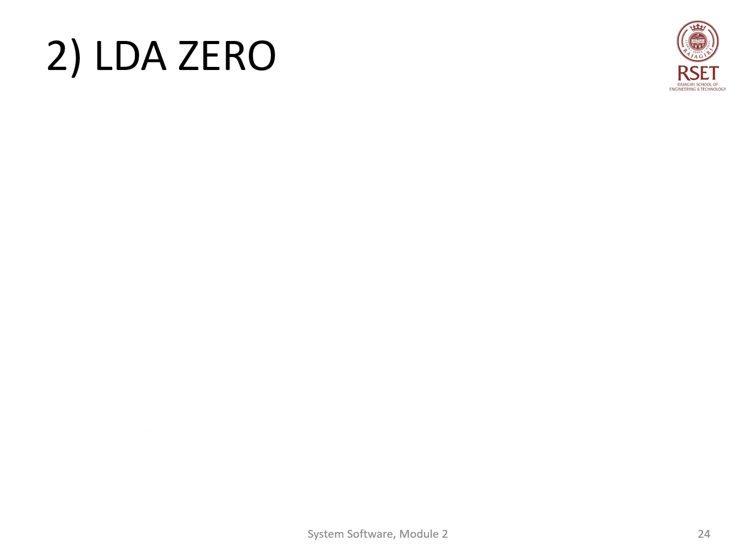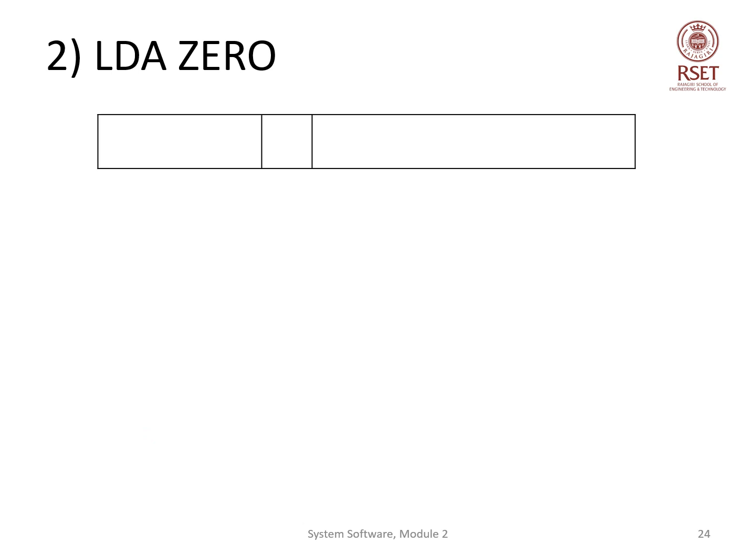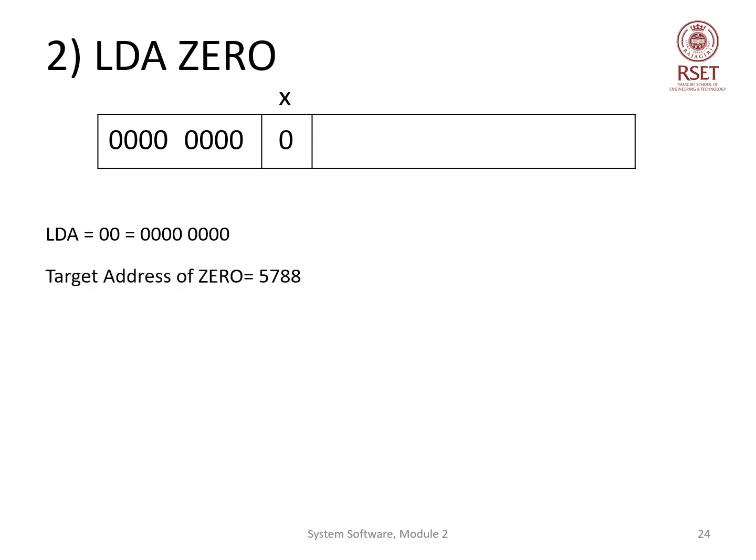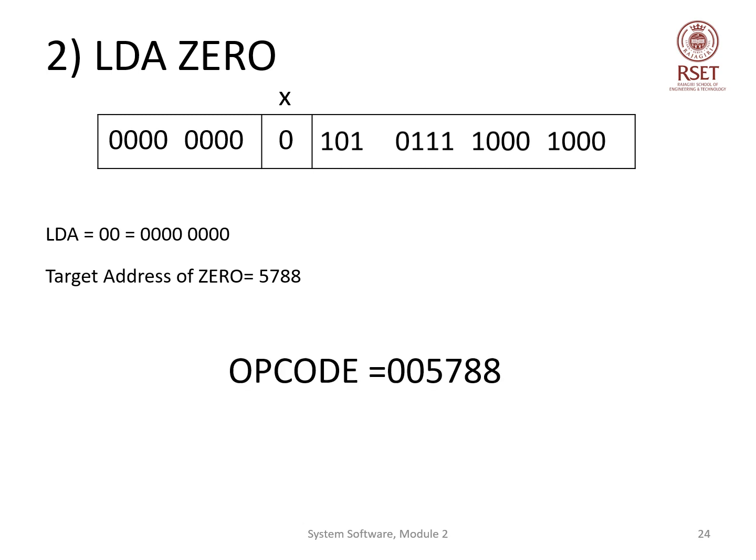Now LDA 0. It is again the same instruction format with the X value as 0. LDA has the opcode 00. It can be straight away written in the first column. And the target address of 0, as we saw in the previous slide, is 5788. That can be written here. Since it is 15 bits, we ignore the leftmost bit. So the opcode is 005788.